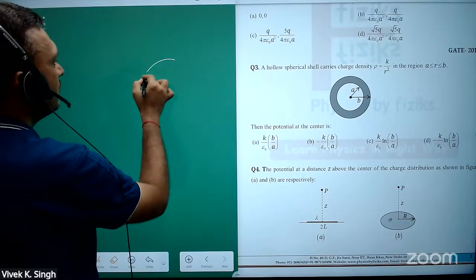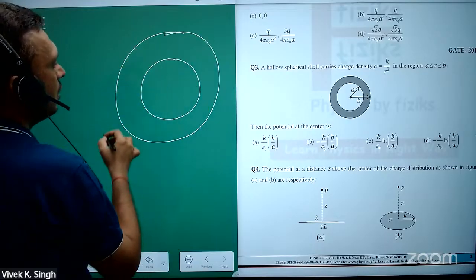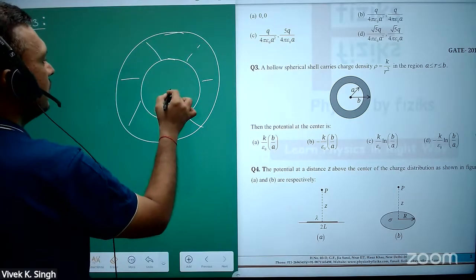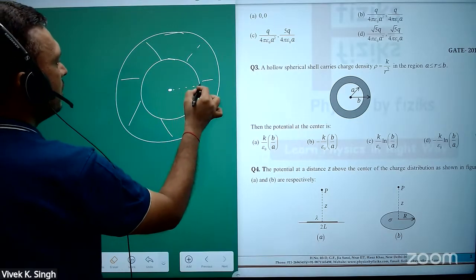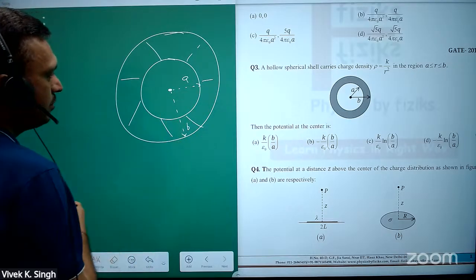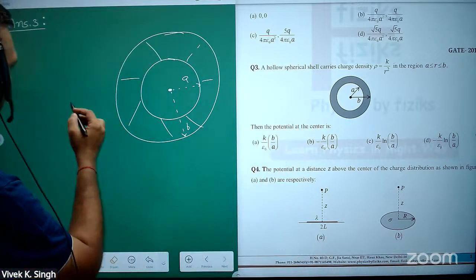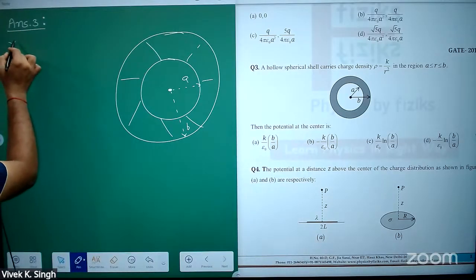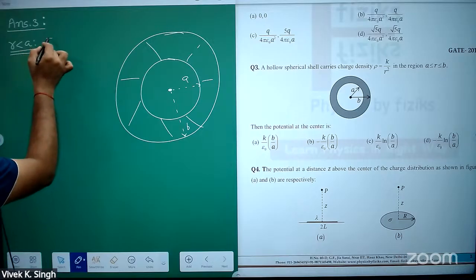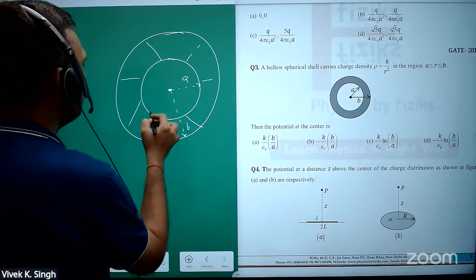So this is the shaded region. This inner radius is A, outer radius is B. So using Gauss law, you can easily write. So let's see r less than A. If you draw any Gaussian surface, charge enclosed will be 0. So I'm directly writing this because charge enclosed in this region will be 0.